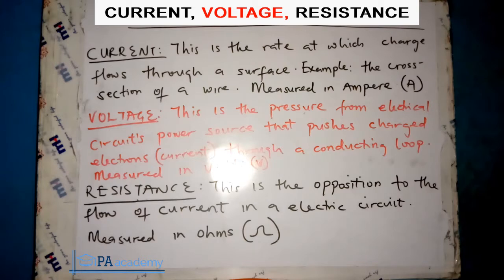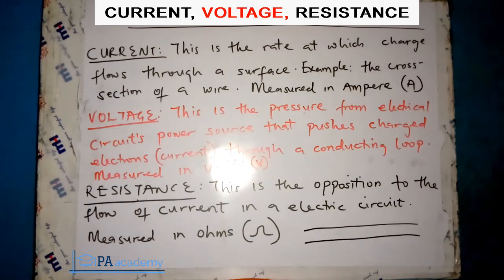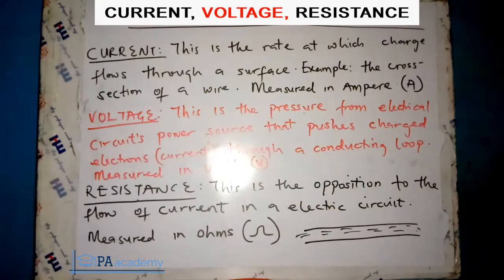surface. So if you have a wire, this wire, there is charge flowing through it. Those charges that are flowing through it are what we call the current, and current is measured in amperes. So this is the unit, amperes. So that is it for current.